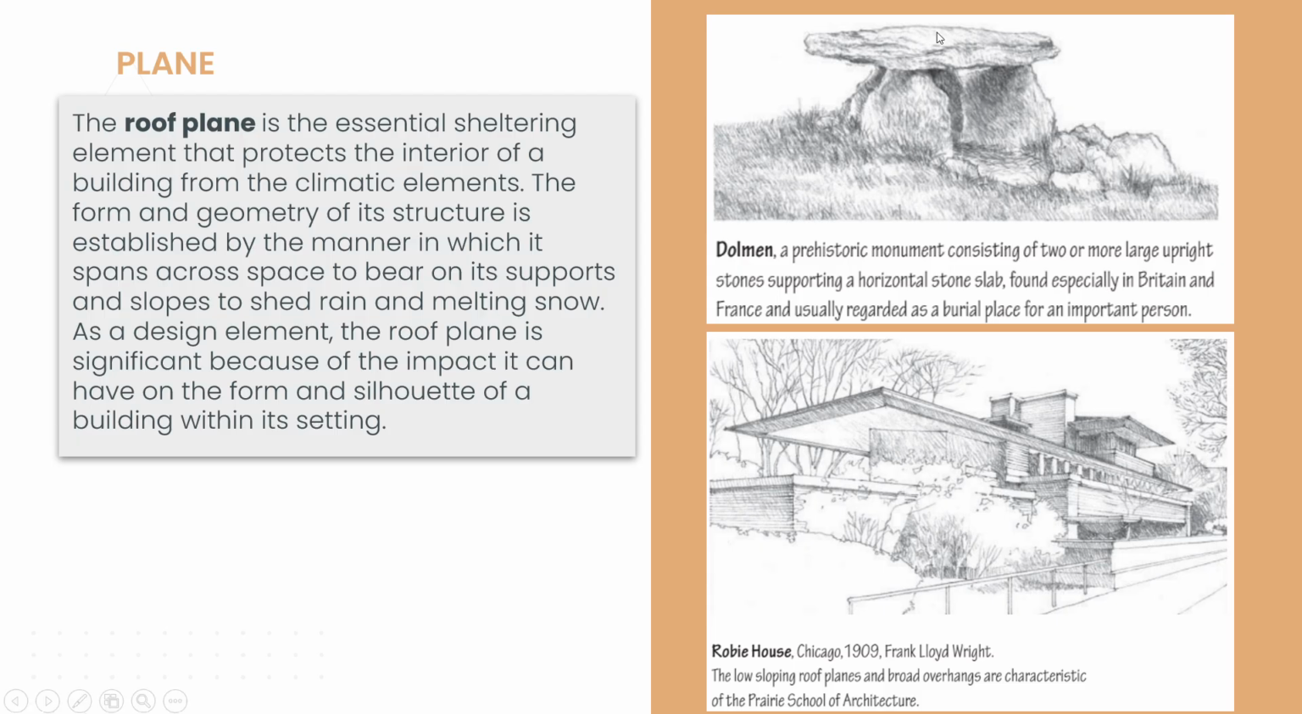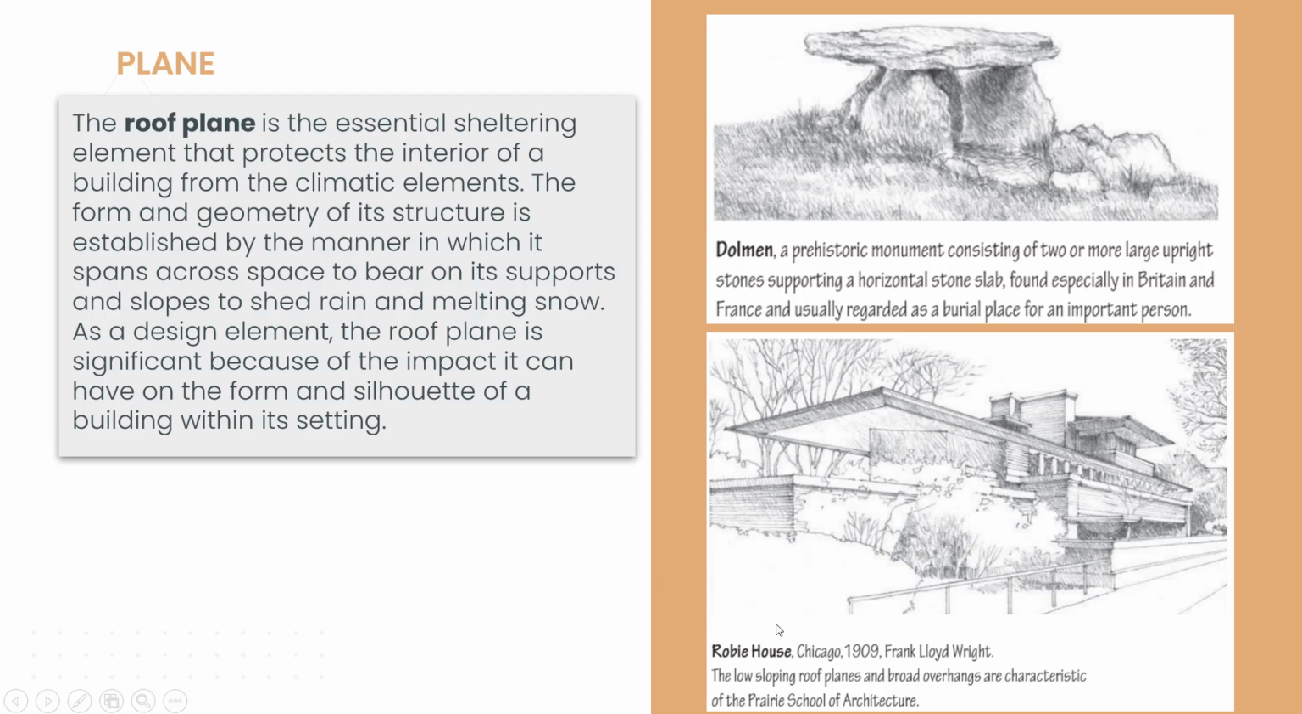So, prehistorically, it was visible already. Like this one, they use the term dolmen, a prehistoric monument consisting of two or more large upright stones supporting a horizontal stone slab. Sometimes they use it as a shelter if it's big, or a table, or an altar. A rod also can be used as a marker for an entrance or tomb.